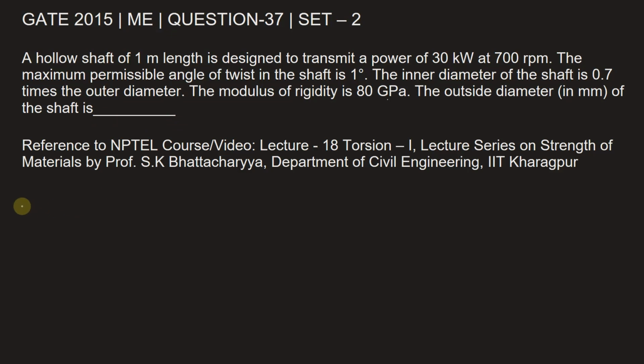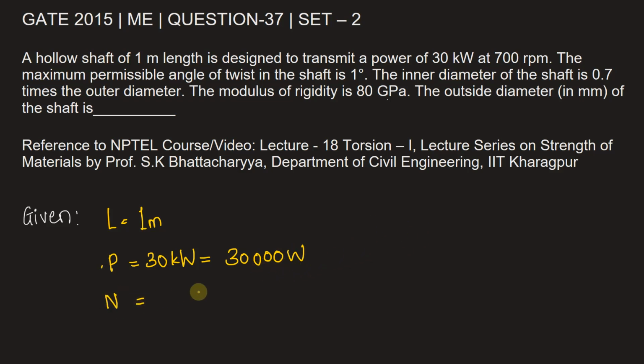Let's write down the given information. We have length of the shaft is given to be 1 meter. Power transmitted by the shaft is 30 kilowatt. This can be converted to watt by multiplying with 1000. So we have 30,000 watt or 3 into 10 to the power 4 watt. Speed of the shaft is 700 rpm.